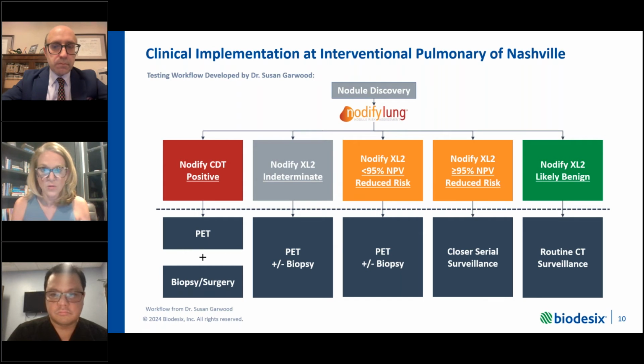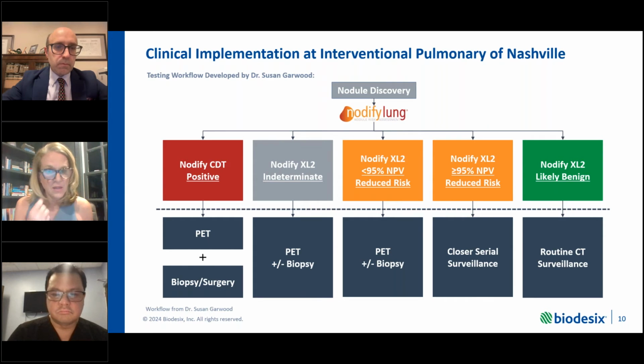The middle ground is the hard part. And in the gray, that indeterminate, and Luke's already mentioned this, I want you guys to hear this. 35% of those patients who come back with an indeterminate result have cancer. So if you get a positive, you know what to do. If you get a negative, you know what to do. If you get an indeterminate, you better be acting. Don't sit on those because of that high prevalence.